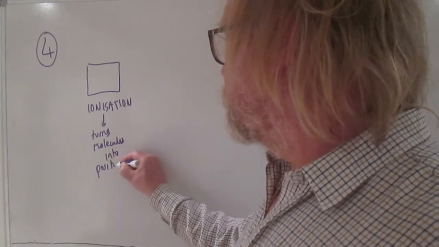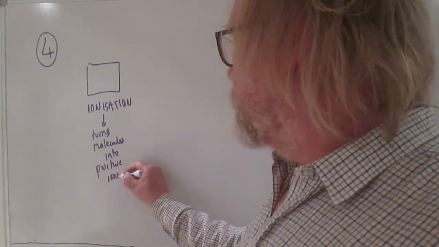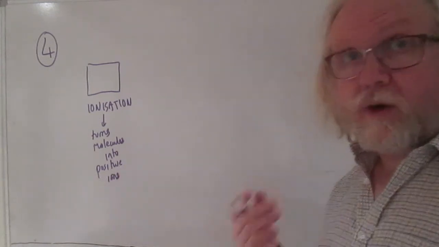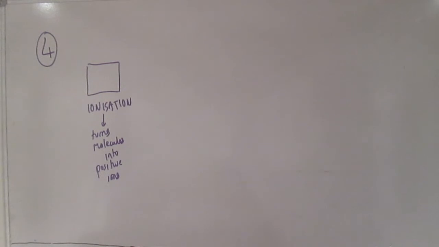Usually by simply knocking one electron out of the molecule to turn it into a positive ion. And that's very important because neutral molecules, it's very hard to control the way they move because you haven't got a handle on them. As soon as you generate a positive ion, you can use an electric field or sometimes a magnetic field to get them to move in a defined way.